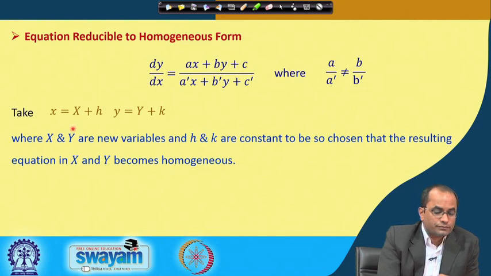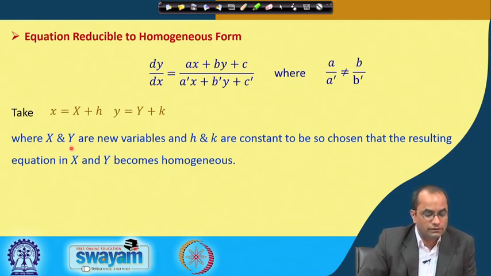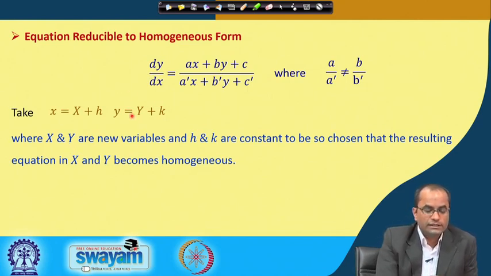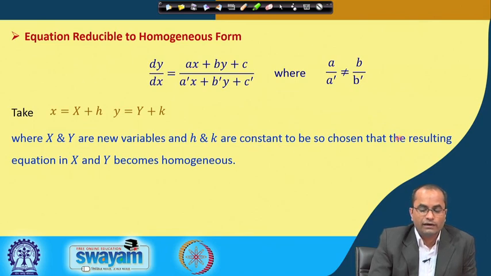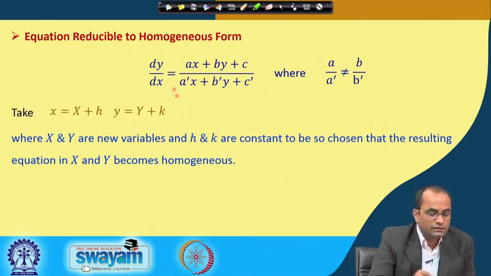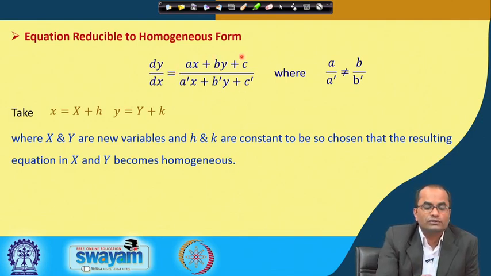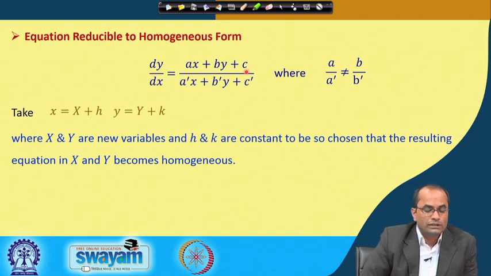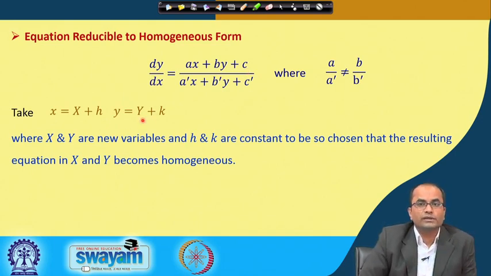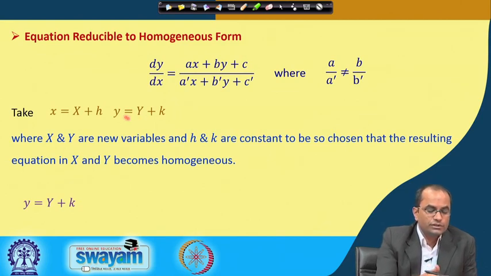Now, with these substitutions, h and k are constants, and we have to choose these constants such that this equation becomes homogeneous, because at present this equation is not homogeneous because of these constant terms here. So we will choose h and k so that this equation becomes homogeneous. Now, let us substitute this first and see what will happen.